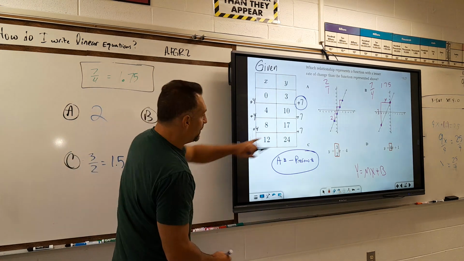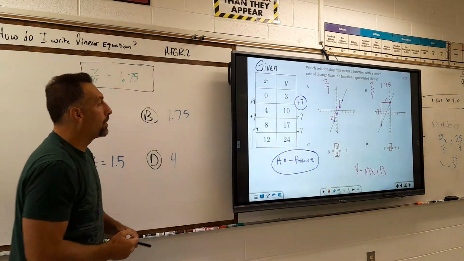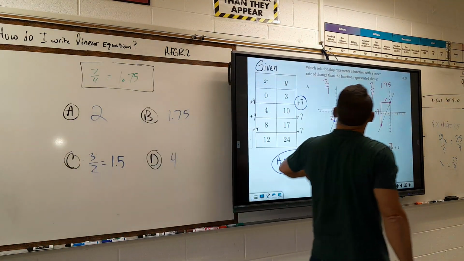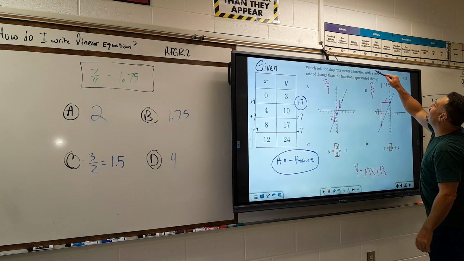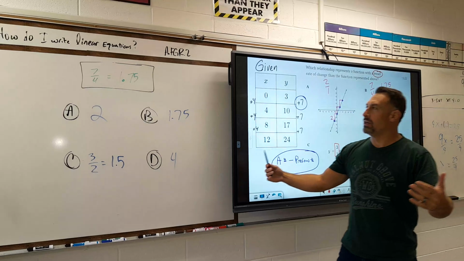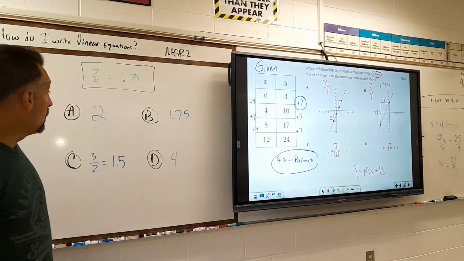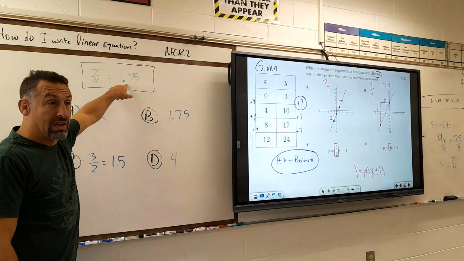I did it on that board. And that one, what is the? 4. Now that we know everything, which relationship represents a function with a lesser rate of change? So which number is smaller than the number that we started with? You're telling me 2 is smaller than 1.75?